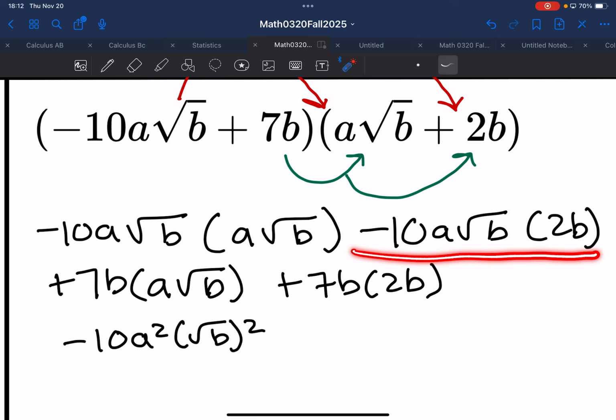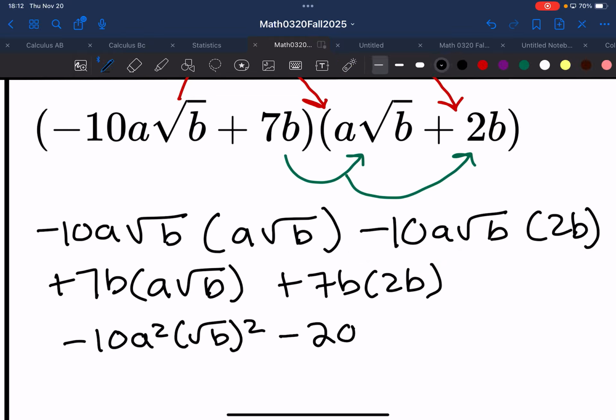Does the 2b have a radical? No, so that means I'm only going to be multiplying the coefficients. So I'm going to have what on the outside? Negative 20, and then what else? AB. Okay, so I'm going to have negative 20 AB times the square root of b, because only that one had a radical.